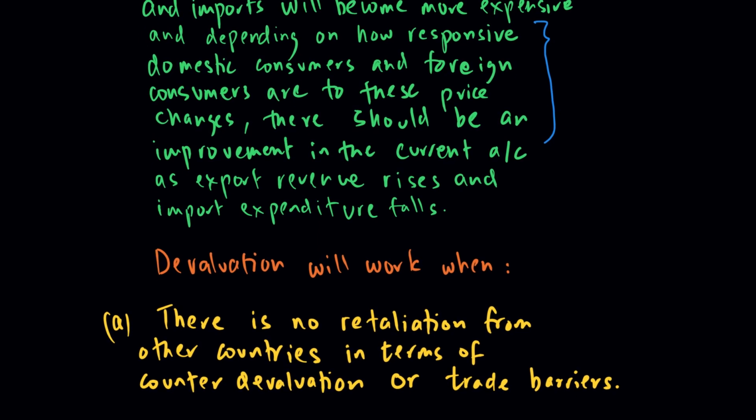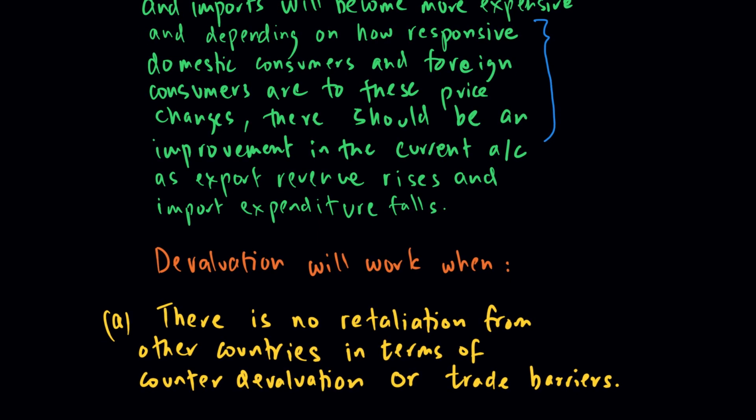So basically, devaluation will work when, number one, or A, there is no retaliation from other countries in terms of counter devaluation or trade barriers. What do we mean by this? Well, counter devaluation is when, let's say Pakistan decides to devalue its currency in order to make its goods cheaper than, let's say, Sri Lanka's, and Sri Lanka does the same, they also devalue their currency, and ultimately both countries end up devaluing the currency by an equal percentage. Then export prices compared to Sri Lankan domestic prices may not change, and therefore devaluation may not work.